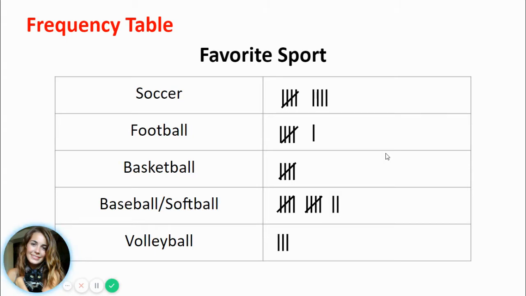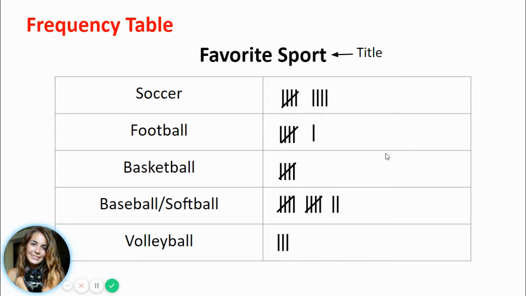So the first part you need to know is that a frequency table is always going to have a title. And the title tells you what the frequency table is about. So the title of this frequency table is favorite sport. That tells me that this data is about favorite sports.